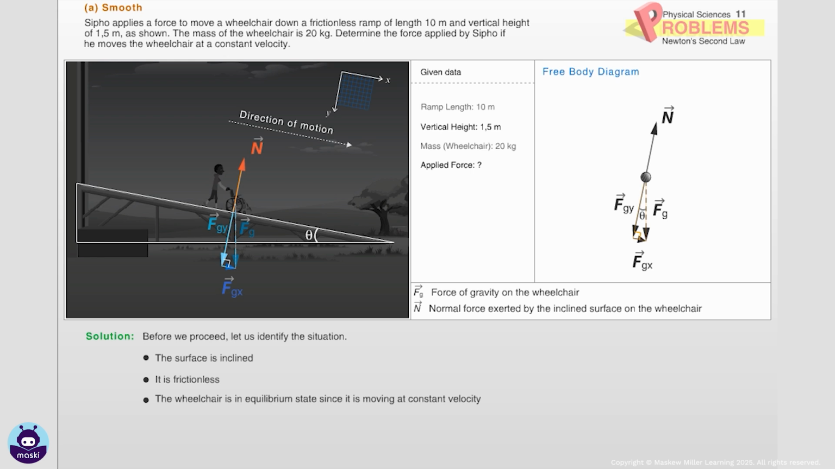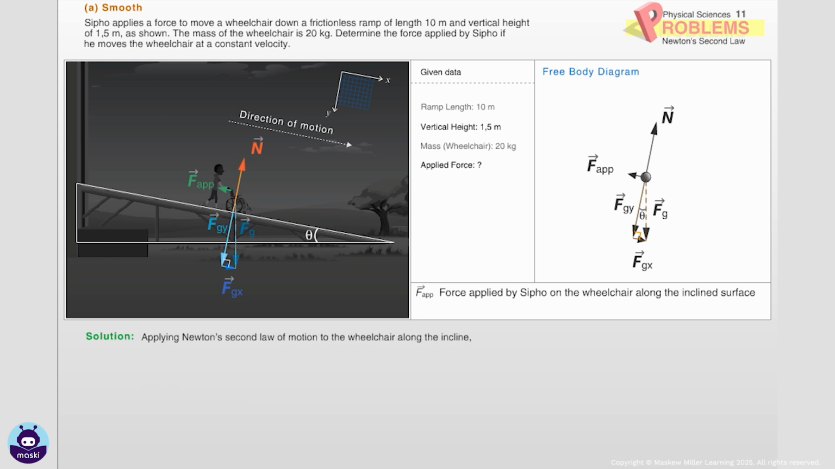The plane of motion is along the inclined surface, so the net force in a direction perpendicular to the inclined plane is 0. The component of Fg parallel to the incline, Fgx, will pull the wheelchair down. Therefore, there must be an applied force by SIPO in the opposite direction. That completes our free body diagram.